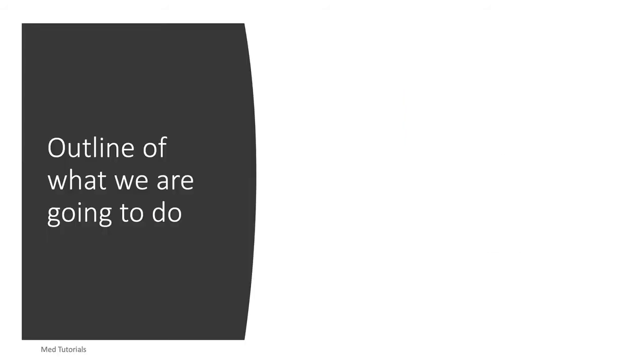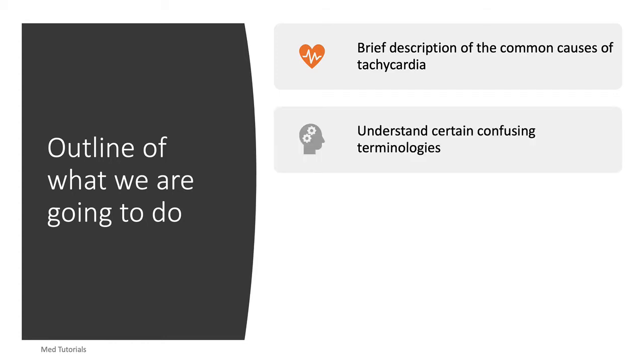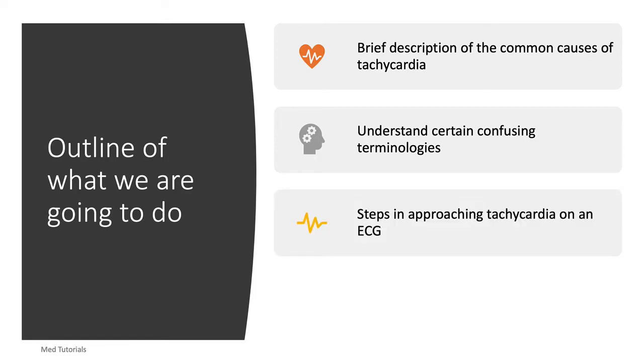So we'll look at an outline of what we're going to do today. We're going to start with a brief description of the common causes of tachycardia. So before we actually approach how we're going to handle tachycardia, we need to know something about the different common causes of tachycardia. We're going to look into some confusing terminologies, and then we'll finally go into the stepwise approach of tachycardia on an ECG. And we're going to end by looking at some trial ECGs.